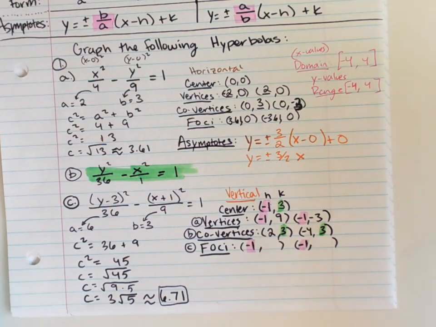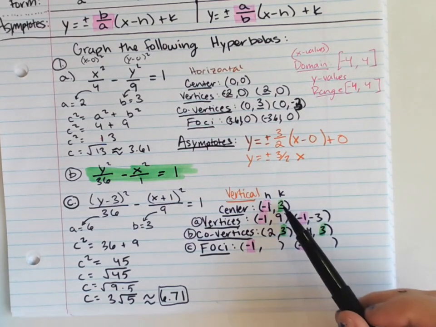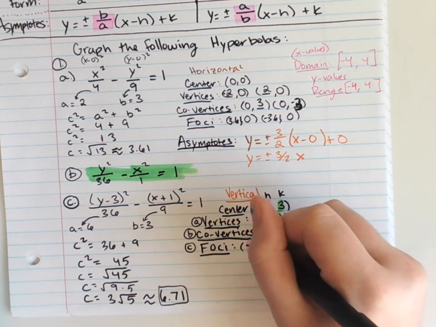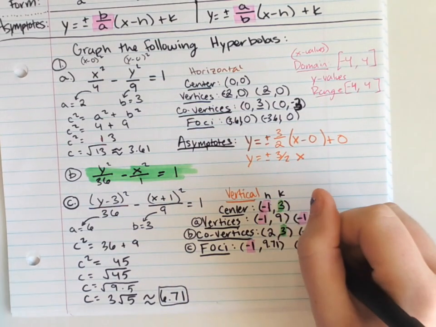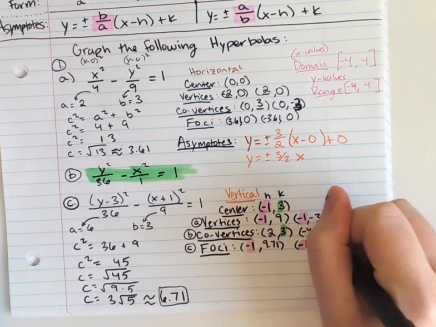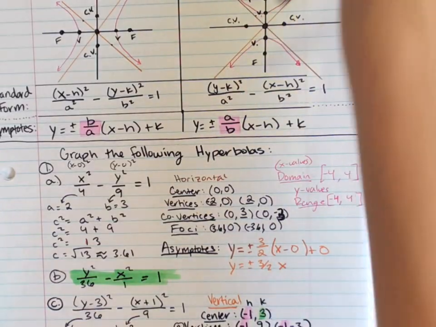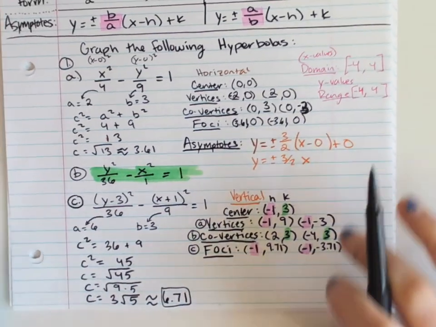Try to pause the video and look at that and see if you're following. The foci is changing the Y value by this many units. So if we add 6.7 units to 3, we get 9.71. If we take 6.71 away from 3, we get -3.71. I did that in my head, but if you didn't follow that, feel free to use a calculator, double check. I just did 3 minus this and got that.